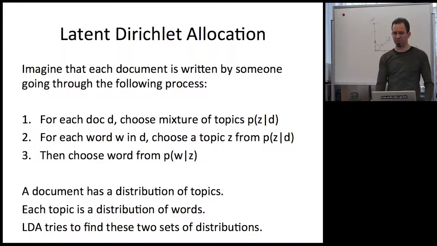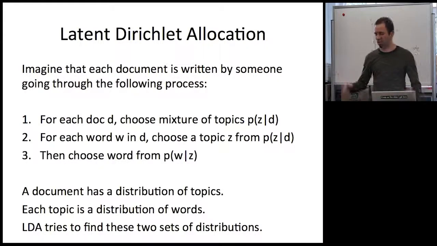All right, so that is a distribution of topics for a document. How many of you are familiar with conditional probability notation? This P of Z given D? Okay. What that means is that if I know which document I'm looking at, that D, I have a distribution over topics, which is that 50, 20, 30 thing. For some reason in this literature, the topic variable is always Z. I don't really know why.